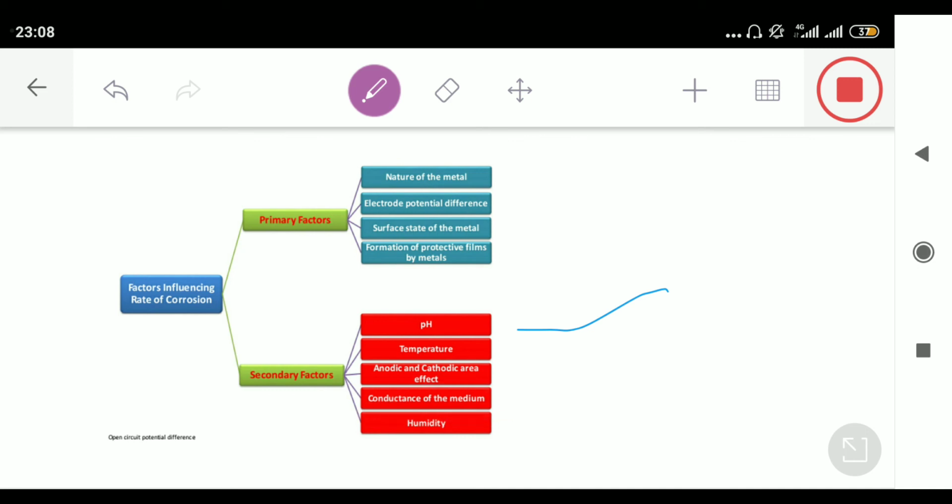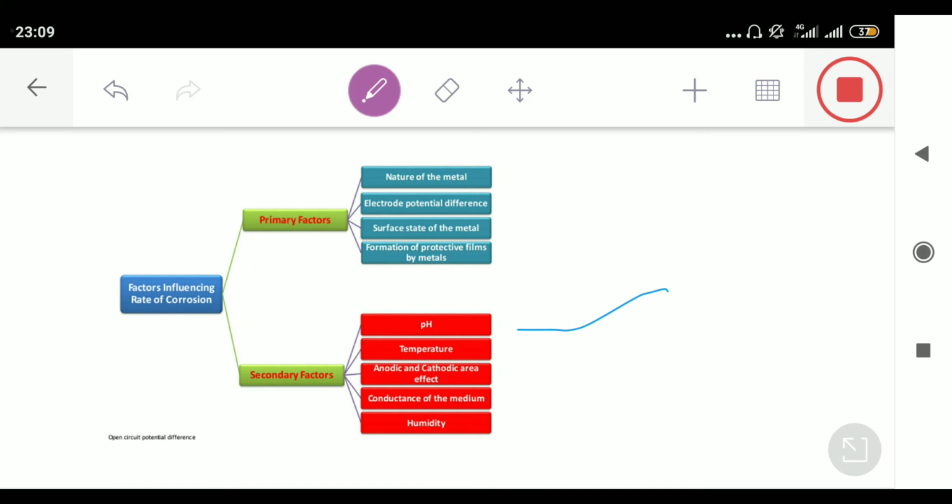Last is humidity. Humidity means more and more moisture content, so that will lead to wet corrosion. And we already know wet corrosion is faster than dry corrosion. So that's why we said a metal will corrode faster in Mumbai than in Delhi.